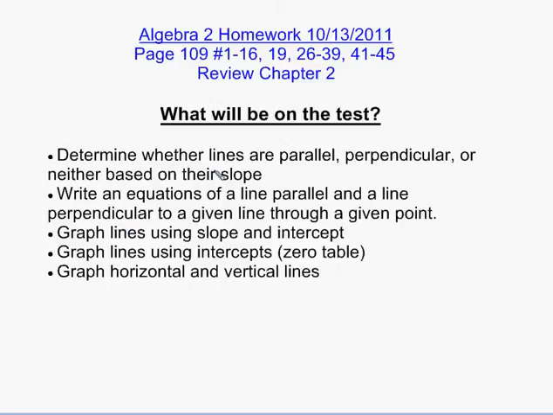You're also going to have to know the difference with slopes between parallel and perpendicular, and then write equations that are parallel and perpendicular. You're going to have to be able to graph lines using slope and intercept, graph lines using x and y intercepts, that's this 0, 0 table, and graph horizontal and vertical lines. Remember, horizontal is y equals something, and vertical lines are always x equals something.